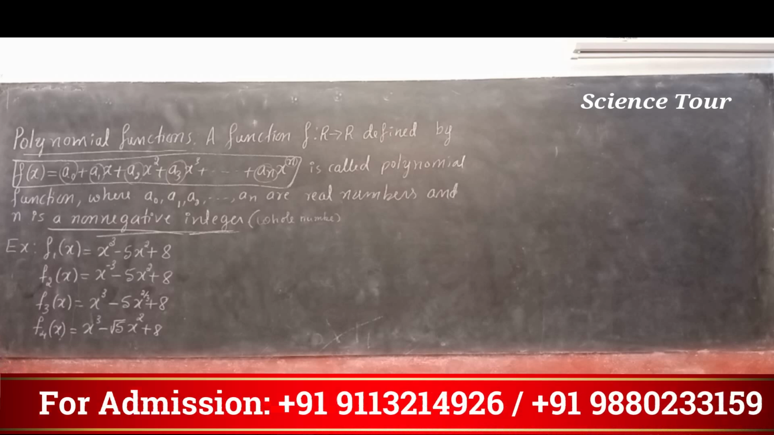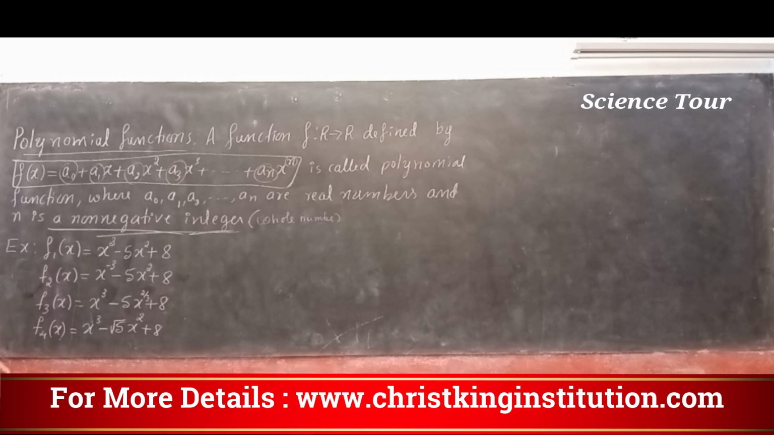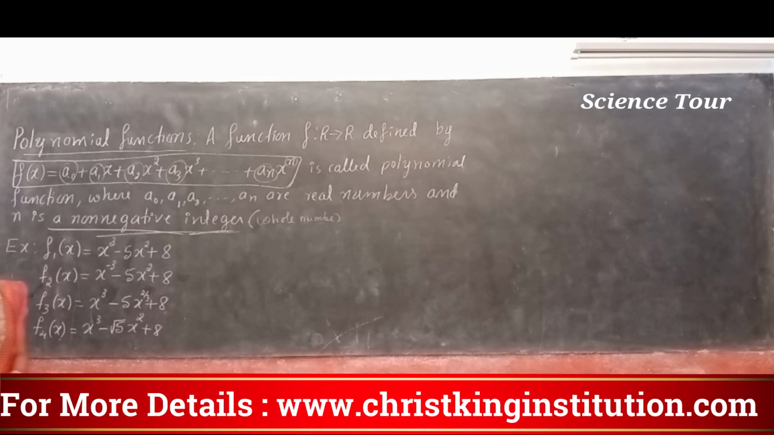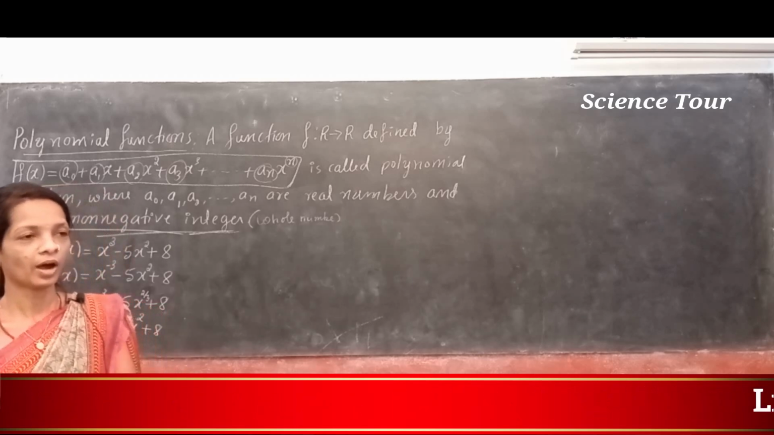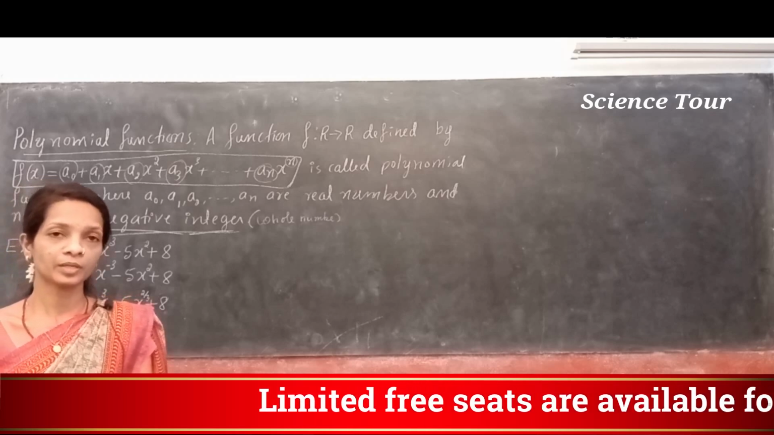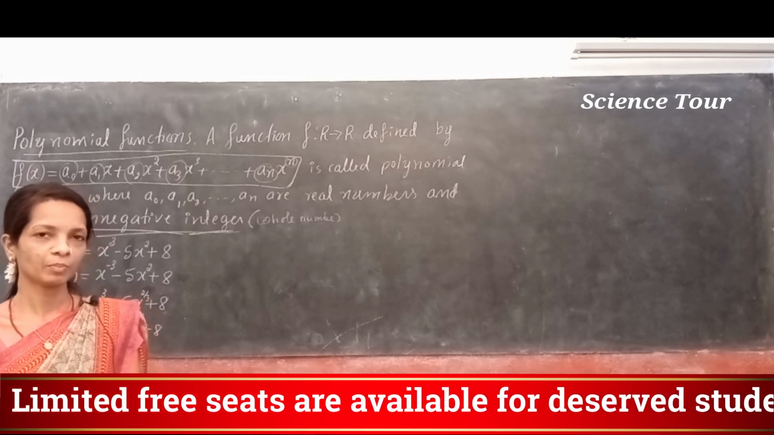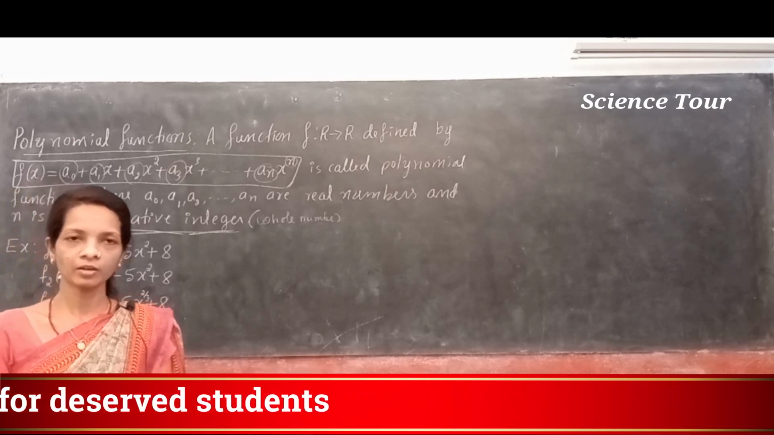For example, I already wrote some functions, which are polynomial functions and which are not. How to check whether a given function is a polynomial function or not? You have to observe the power of x. Each power of x must be a whole number. If any power of x is not a whole number, then that function is not a polynomial.